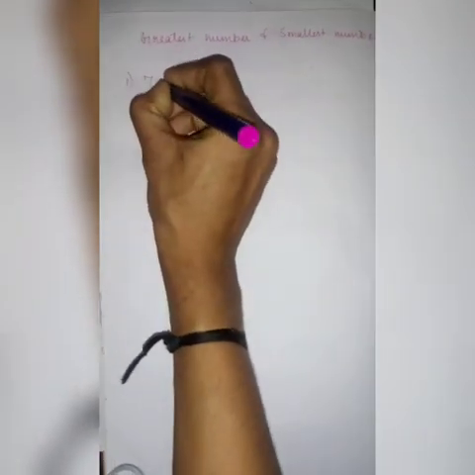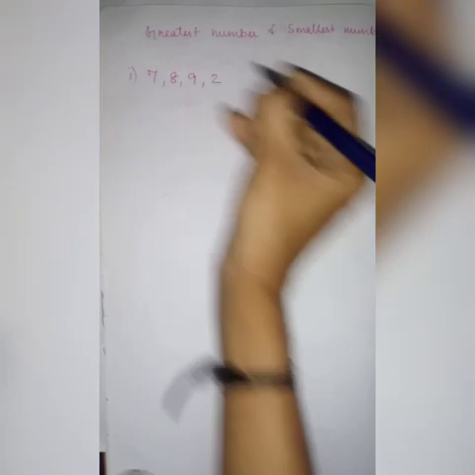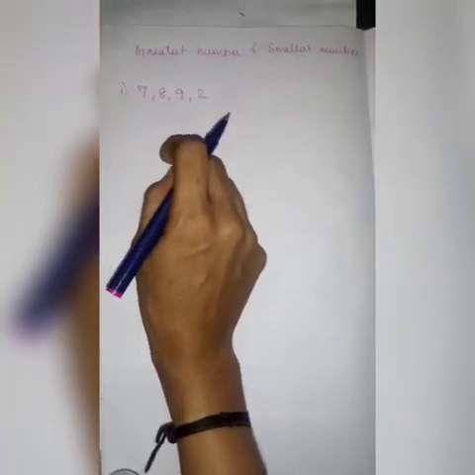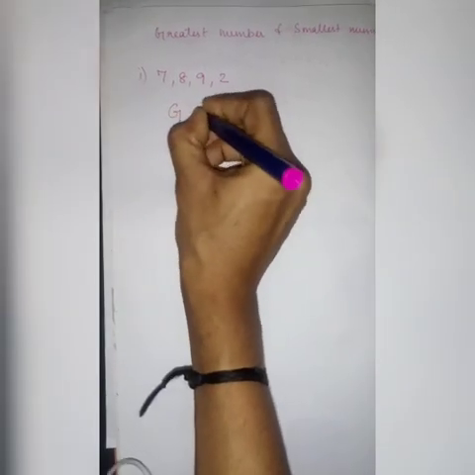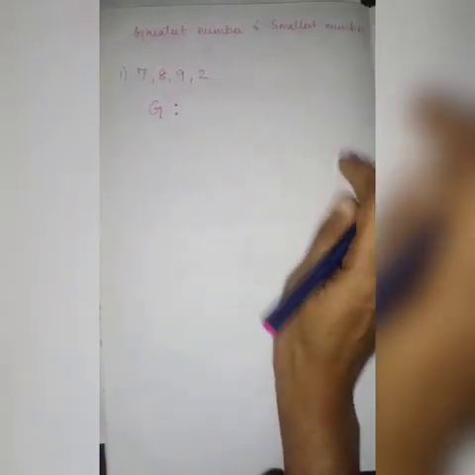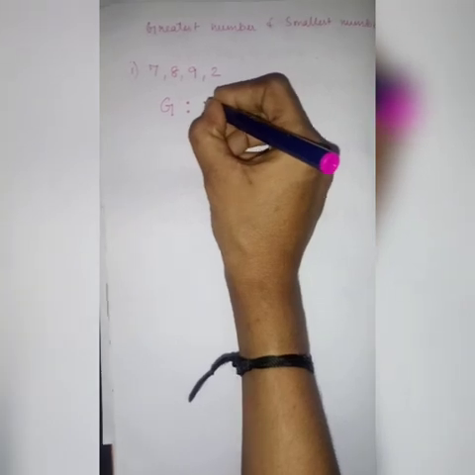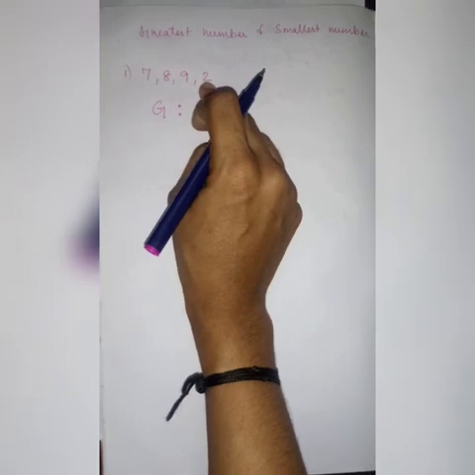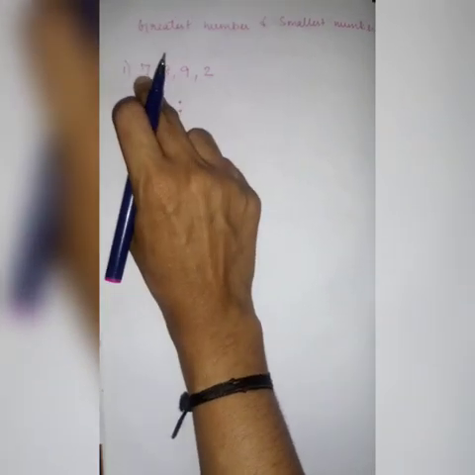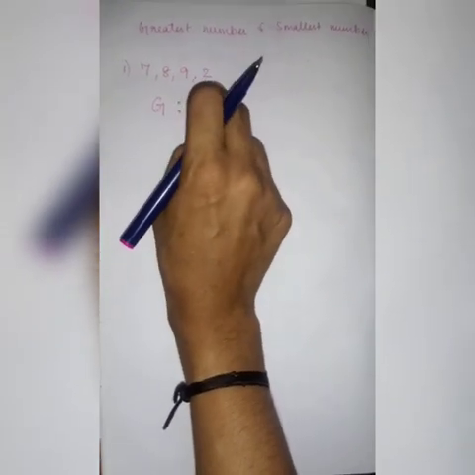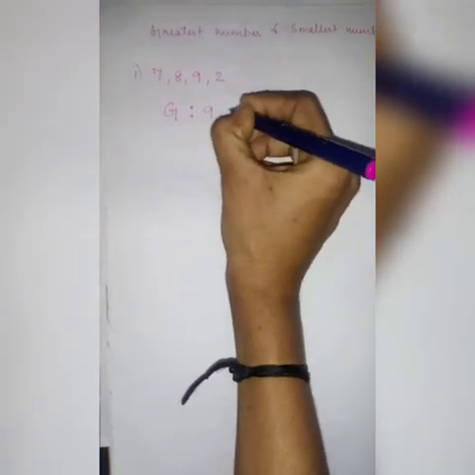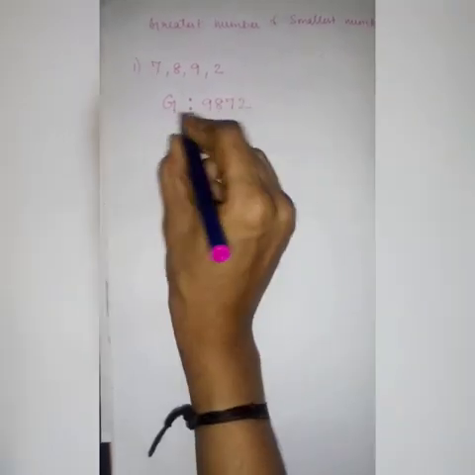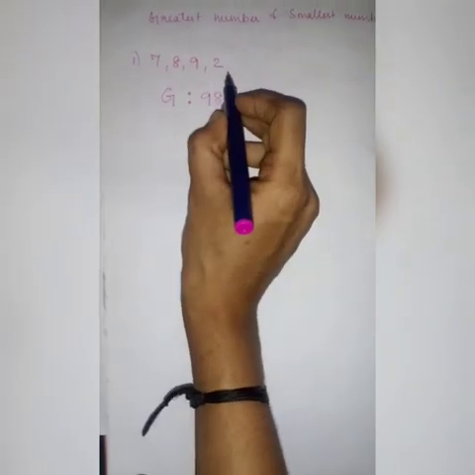The digits are 7, 8, 9, 2. 7 is 1 digit, 8 is 1 digit, 9 is 1 digit, 2 is 1 digit. We are going to form the greatest number first. Greatest number means we always arrange the digits in descending order, greatest to smallest. So here, 7 is greater, or 8, or 9, or 2? 9. After that 8. After that 7. After that 2. So this is your greatest number by using these digits.